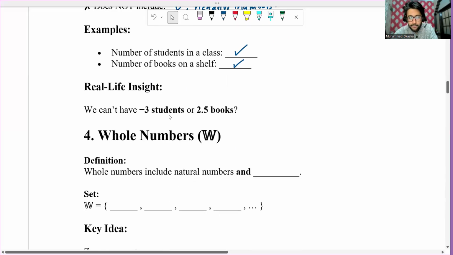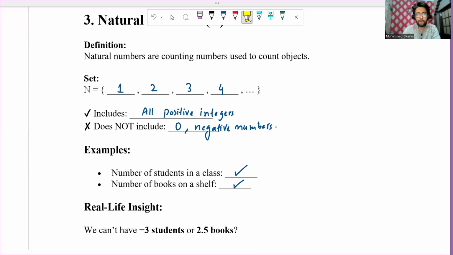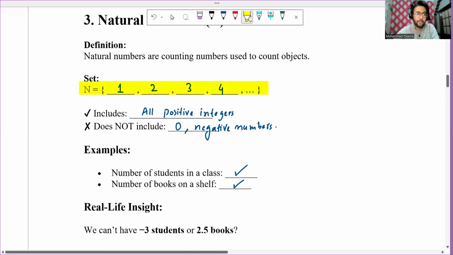You cannot have negative three students, right? You cannot say, well, I have negative five students in my class. That wouldn't make any sense. You cannot have 2.5 books. So these are natural numbers, right? One, two, three, four, on and on. I think this is a really important part that you need to know.